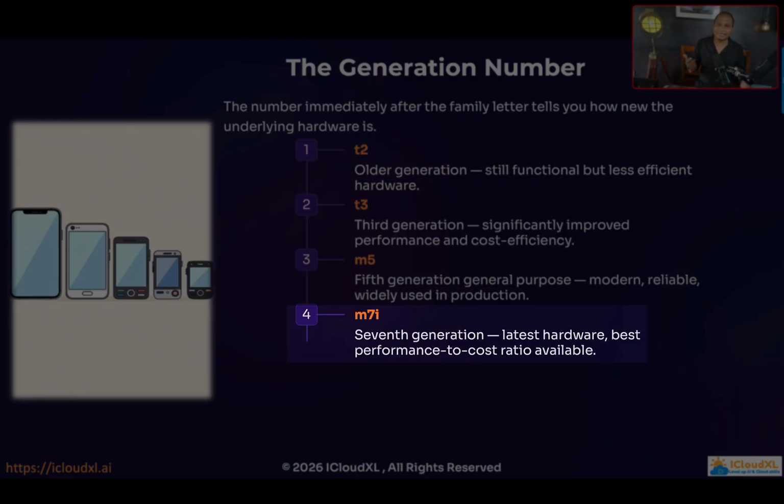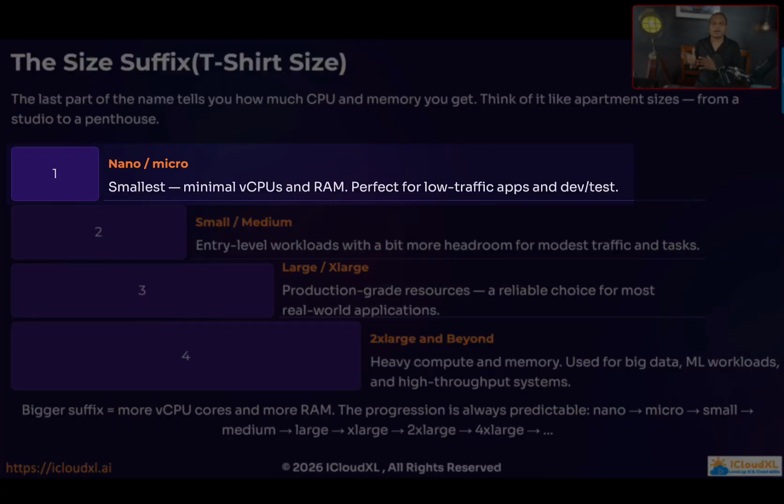So I means Intel, G means Graviton CPU, and A means AMD processor. Now the third part we talk about is the size. Basically, you can see sizes like nano or micro. This is the smallest size EC2 instance, with minimal vCPUs and RAM.